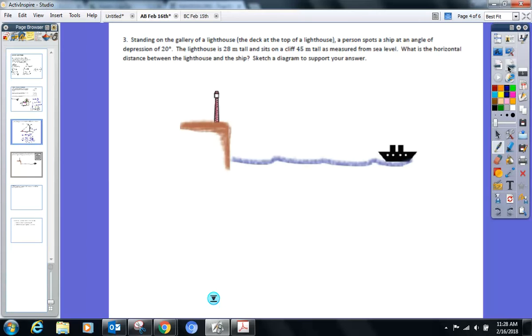You're standing on the gallery. I never knew that before. That's the top of the lighthouse. Anybody know that? Anybody ever been to the top of a lighthouse? Yeah. Did you know you were at the gallery?